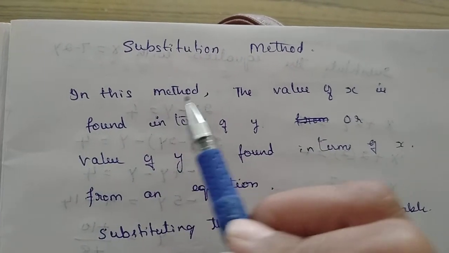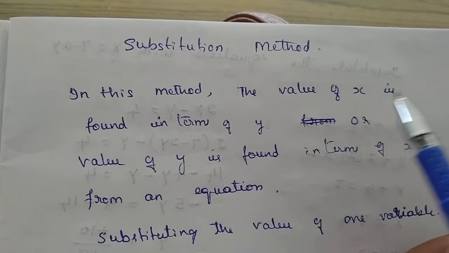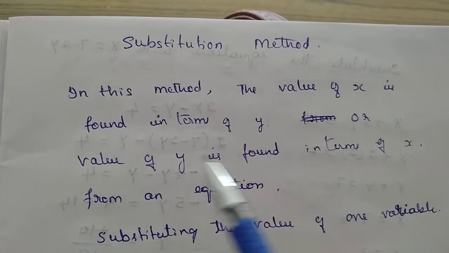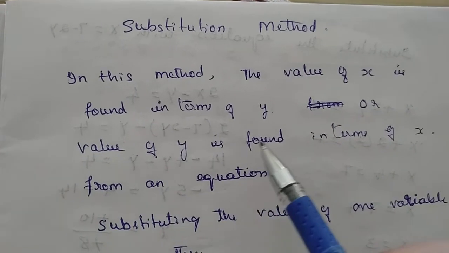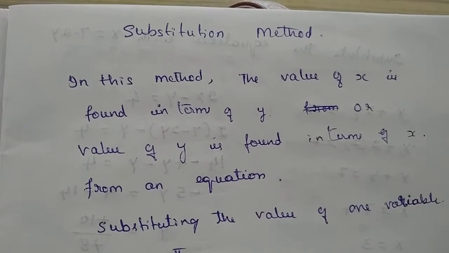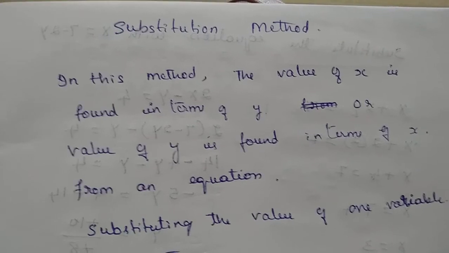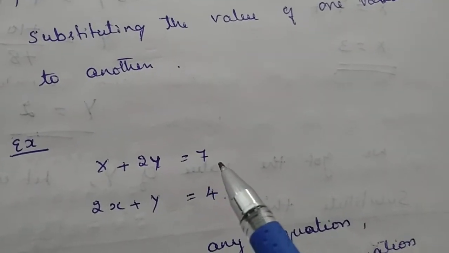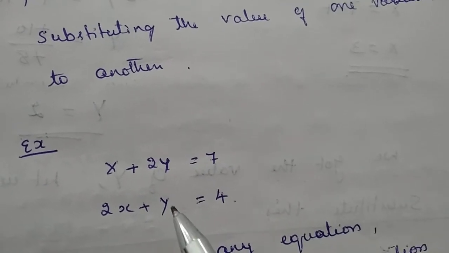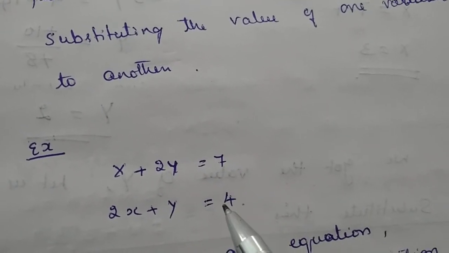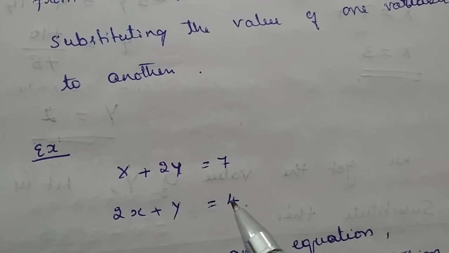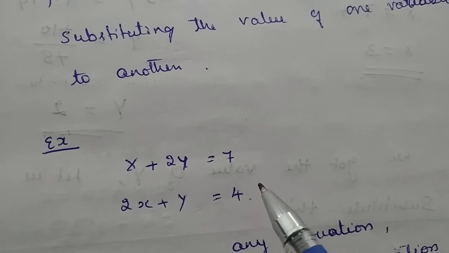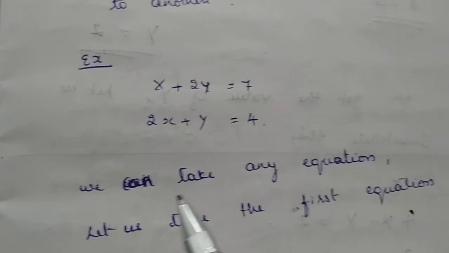So in this method, the value of x is found in terms of y, or we can say the value of y is found in terms of x from the equation. Example nodana. x plus 2y is equal to 7. 2x plus y is equal to 4. These are the two equations of two variables they have given. We have to solve these equations by substitution method. Let us see how we do this.